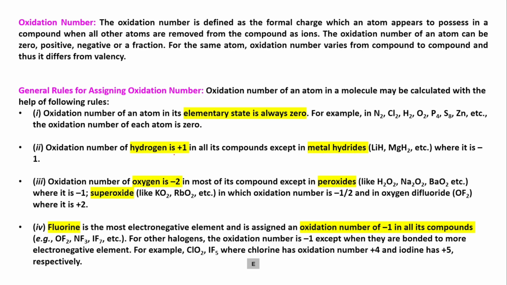Second, the oxidation number of hydrogen is +1, with the exception of hydrides. Like hydrogen is present in hydrides, lithium hydride, magnesium hydride. In that case, the charge on hydrogen is -1. Otherwise, hydrogen is always +1.